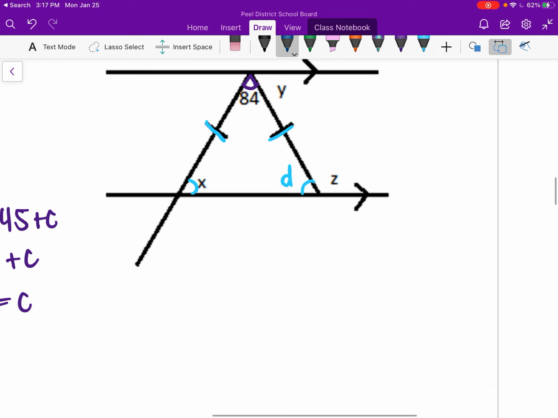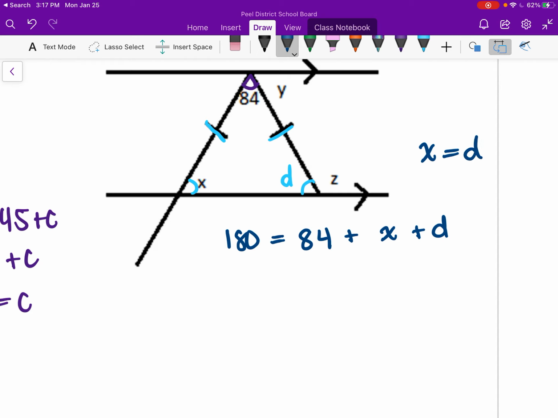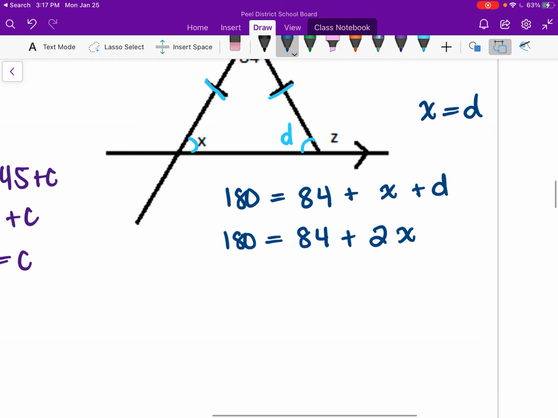I know that the inside of these angles is going to equal 180. So I know 180 equals 84 plus x plus d is what I'm looking for. I also know that x is going to equal d, so I'm just going to sub that in. I'm going to say, all right, 84 plus 2 times whatever x is, because they're both the same, right? So 180 equals, then I'm just going to carry that. I'm going to take the 84 and subtract it on both sides. 84 minus 84 is just 0, so I'm not even going to bother putting it in.